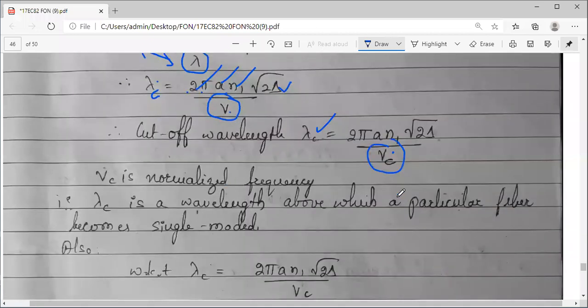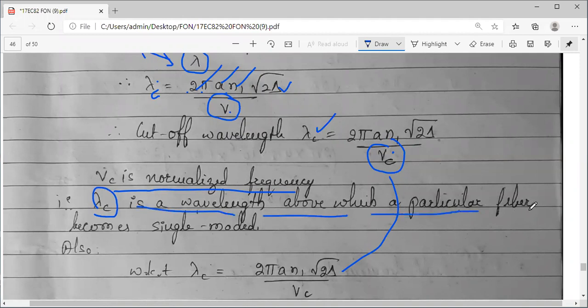So taking that further, you can substitute the value also. So VC is the normalized frequency. And what is this lambda C? It is the wavelength above which a particular fiber becomes a single mode fiber. Whatever I'm explaining to you is all for single mode operation only. So even though you have come across multi-mode fibers, after this wavelength lambda C, even though the fiber is multi-mode, it will act like a single mode. It will work in single mode after this particular wavelength only.